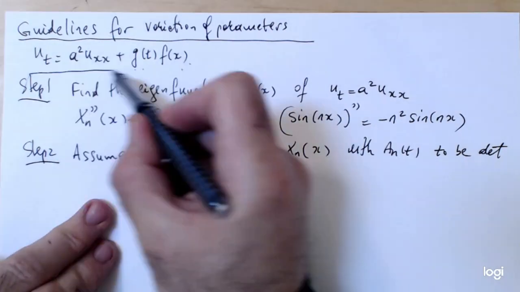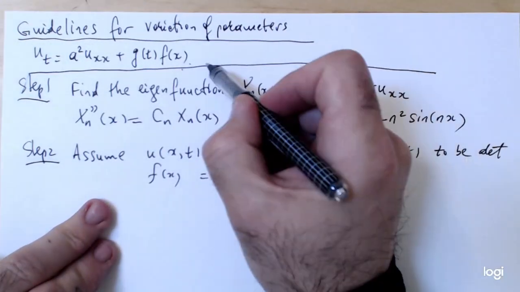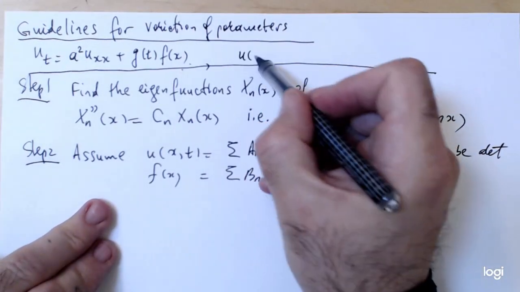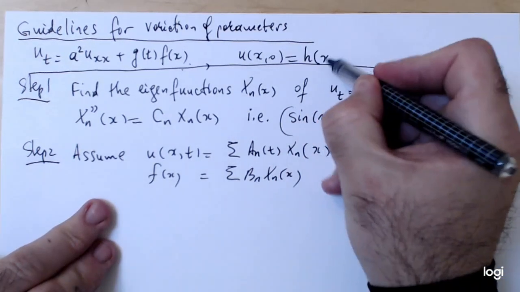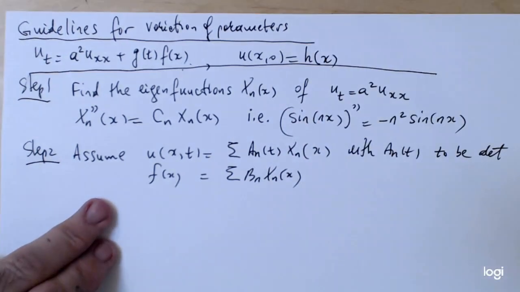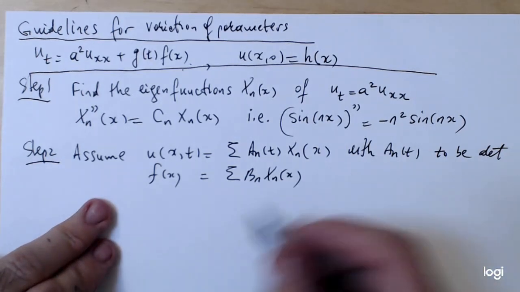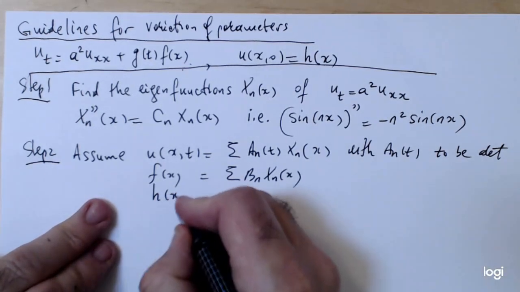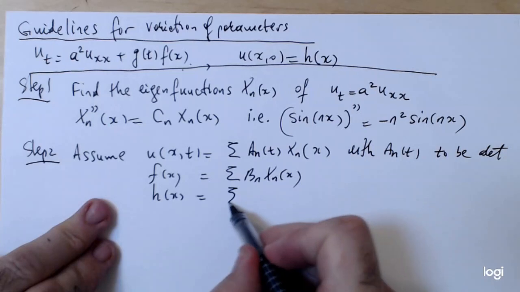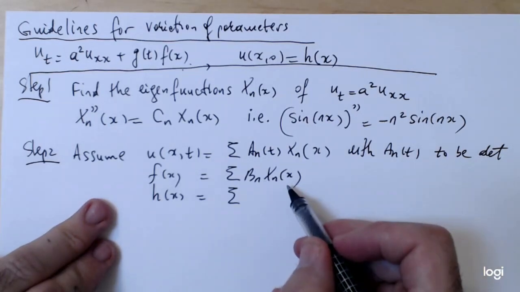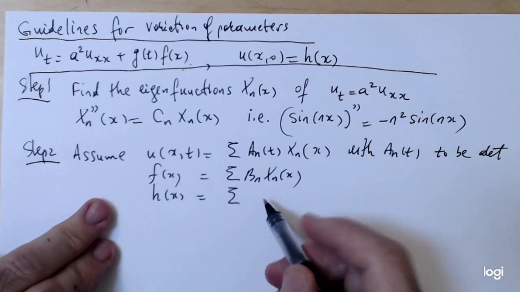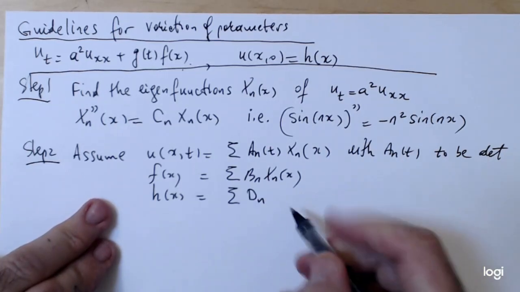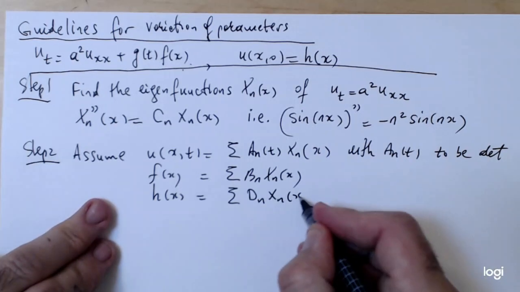And by the way, I forgot to mention here, the boundary value problem to begin with will have some initial condition, right? So u of x, 0 would be some function, let's say h of x. And at this point, you also need to get h of x, that initial condition, in terms of the same series representation, whether it's sine, cosine, depending on the case. So let's say h of x is dn Xn of x in the summation.